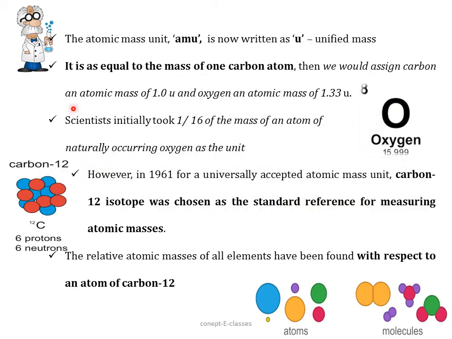Hence, we could assign carbon an atomic mass of 1.0 u because 12 divided by 12 is equal to 1. And for oxygen, the atomic mass is 15.99, or we could use the whole number 16. 16 divided by 12, we'll get 1.33 u. Scientists initially took 1/16 of the mass of an atom of oxygen as a standard unit. However, in 1961, for a universally accepted atomic mass unit, the carbon-12 isotope was chosen as the standard reference for measuring the atomic masses of different elements. The relative atomic masses of all elements have been found with respect to an atom of carbon-12.